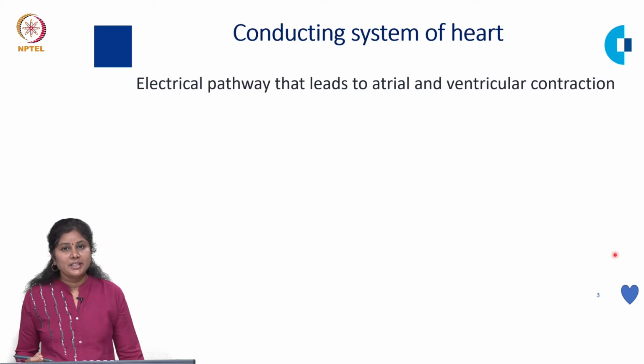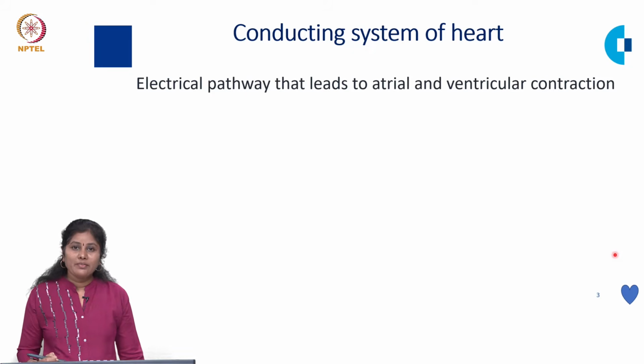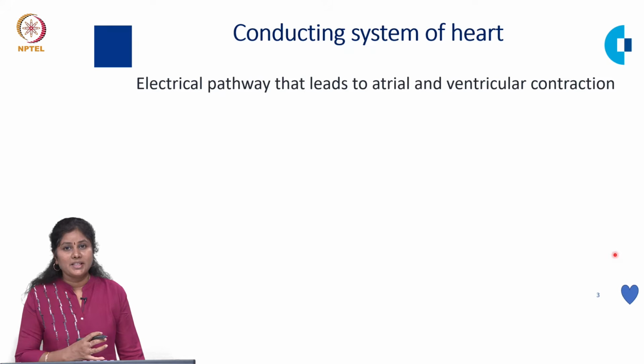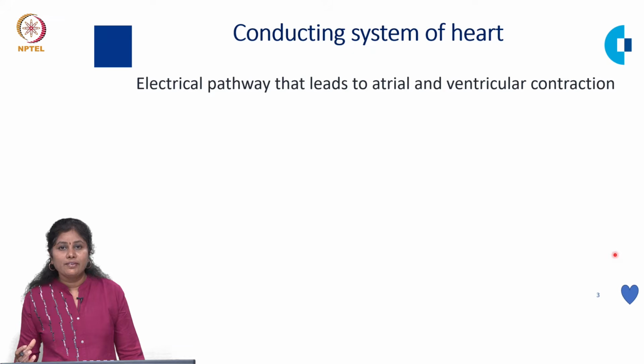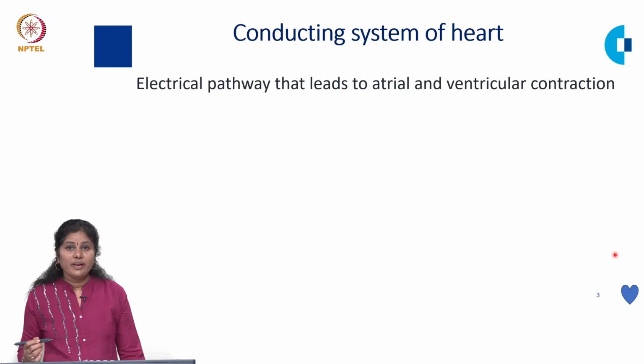In the first section, we are going to see about the conducting system of the heart. This is nothing but the electrical pathway that leads on to atrial and ventricular contraction. The electrical activity is produced by one group of cells that leads on to the mechanical phenomenon, that is your ventricular muscle contraction.